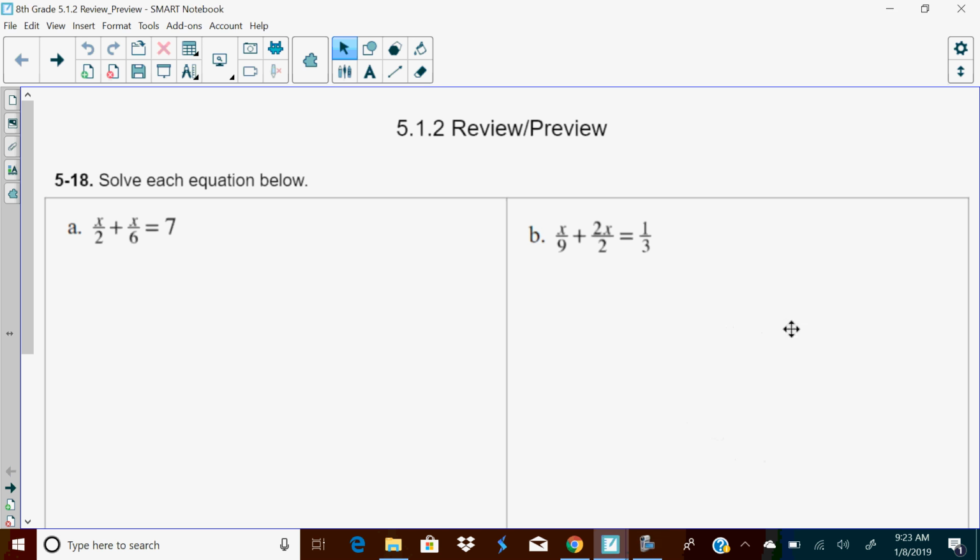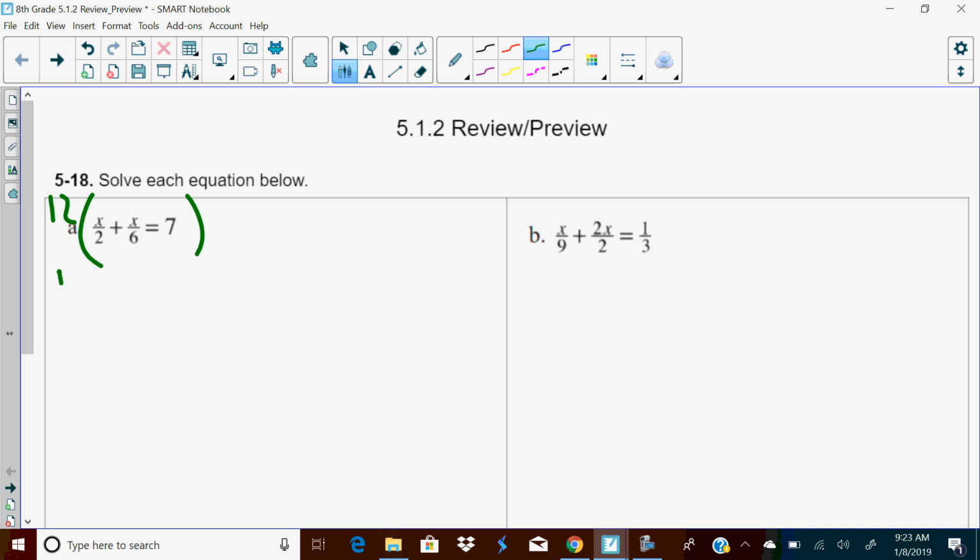So here are the answers for the 5.12 review preview. Problem 18 says to solve each equation below. I want to get rid of the fractions first. I know that the common denominator of 2 and 6 is 12, so I am going to multiply the whole thing by 12.